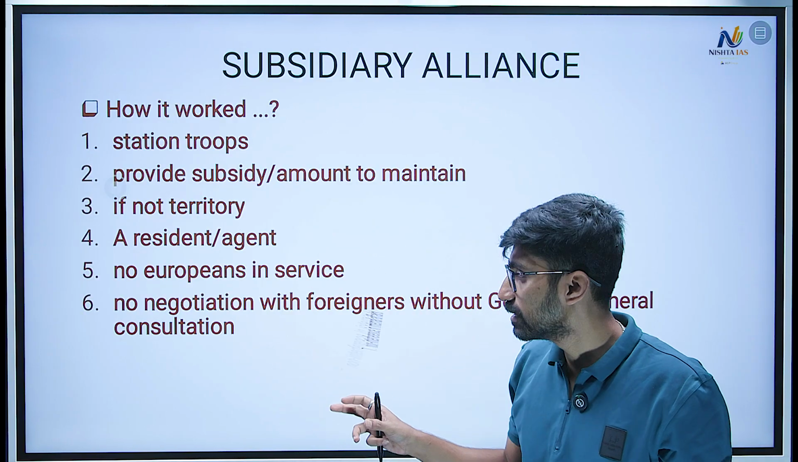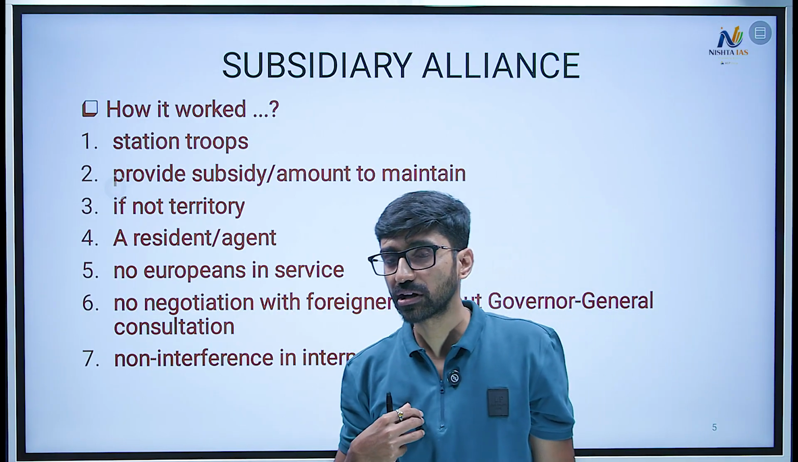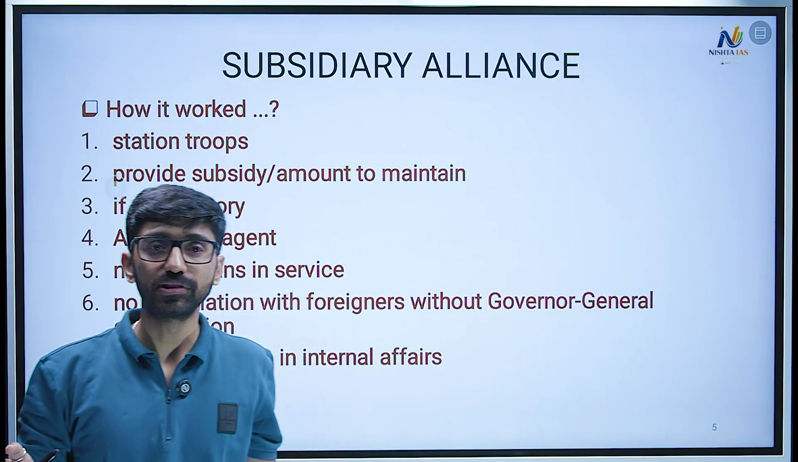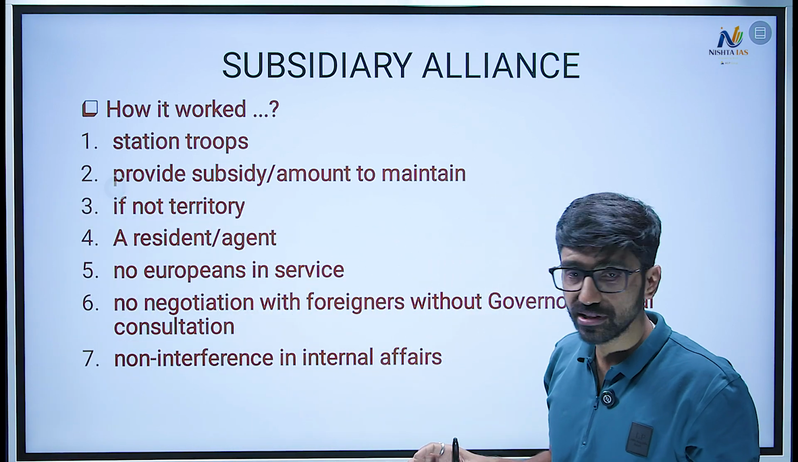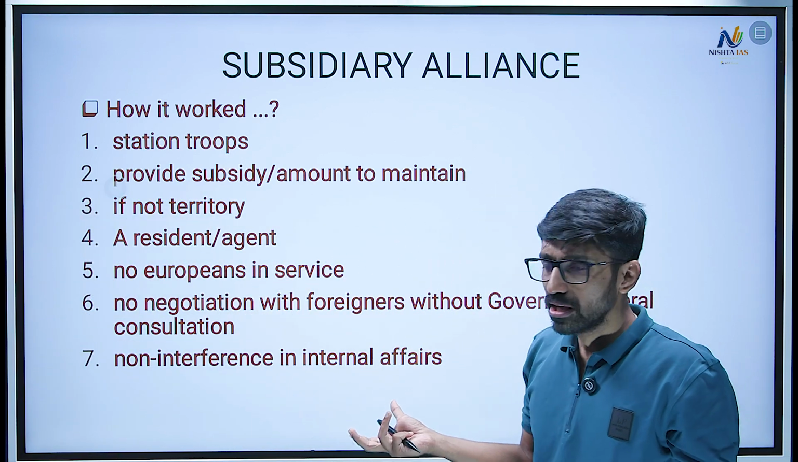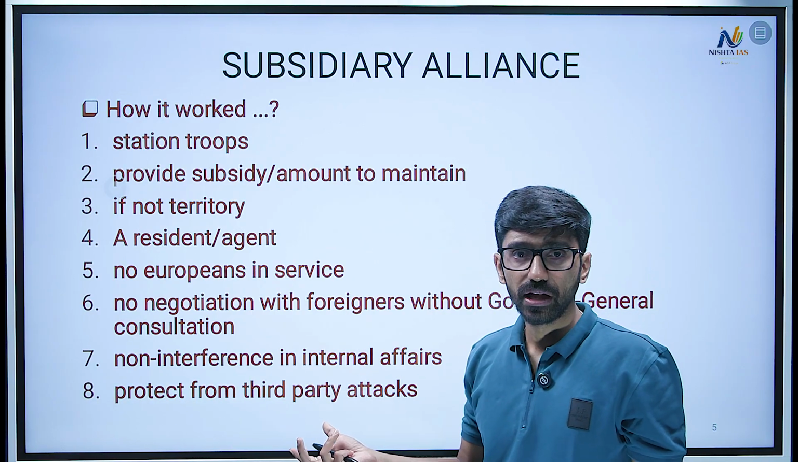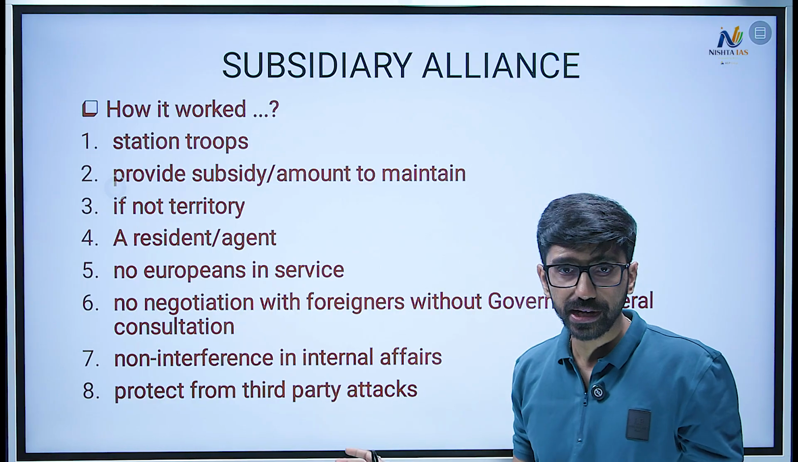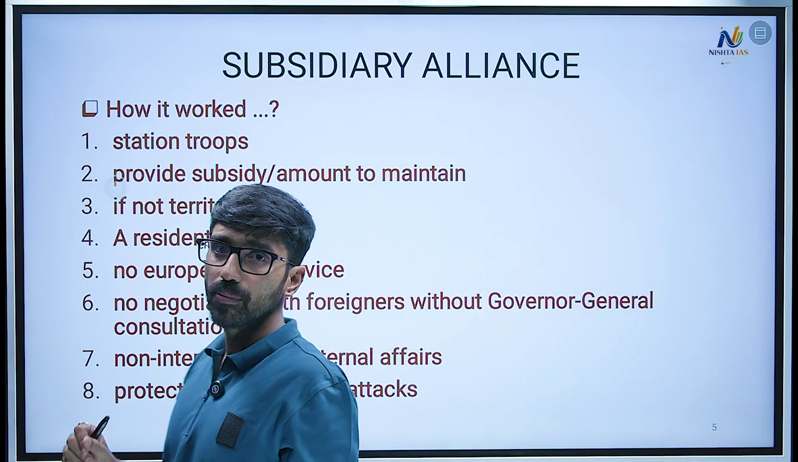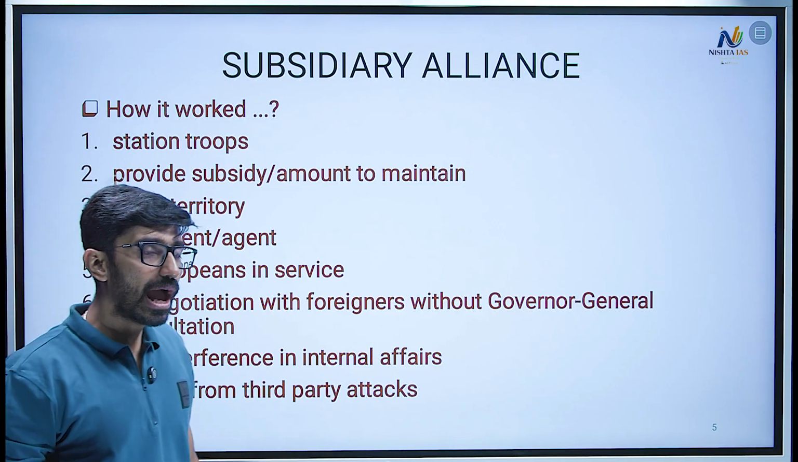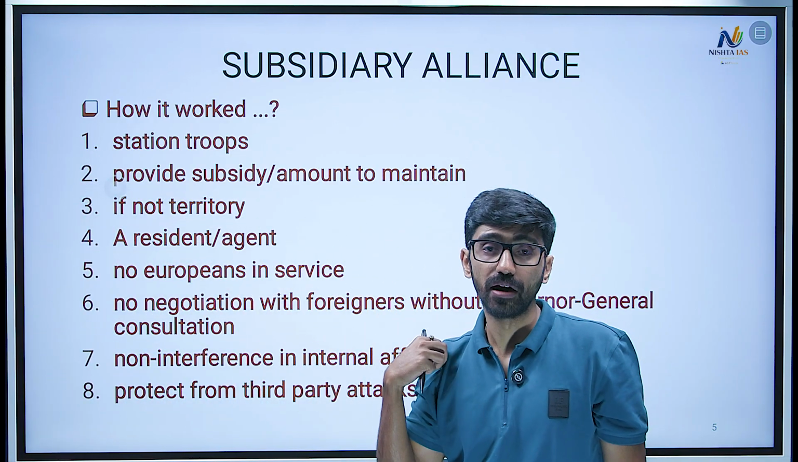And lastly, of course, the British promised non-interference in internal affairs. The British are not going to interfere in internal affairs. The promise they seldom kept. They always interfered in the internal affairs of the Indian princes. And they also said that if we violate any kind of rules, we are going to annex the territory. First and foremost, we are going to protect from third-party attacks. If not, we are going to annex it. If any state violates this, the British said we are going to annex the territory and directly take over the rule of that particular state.